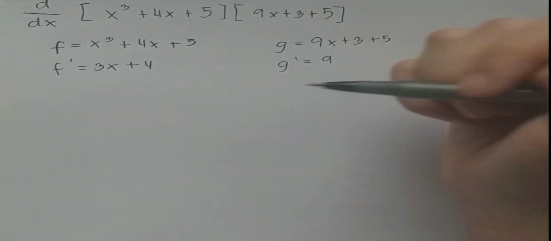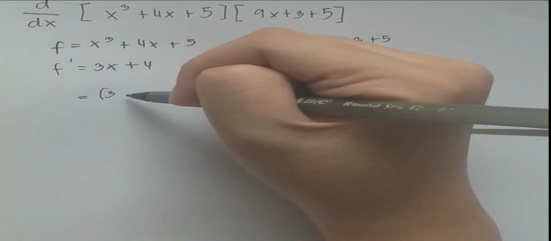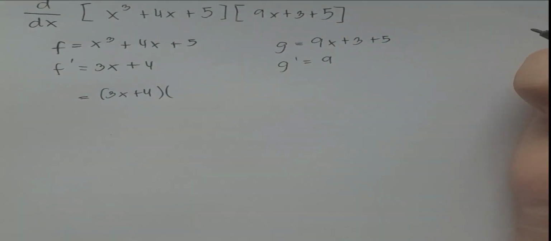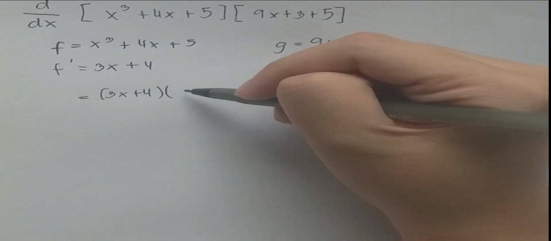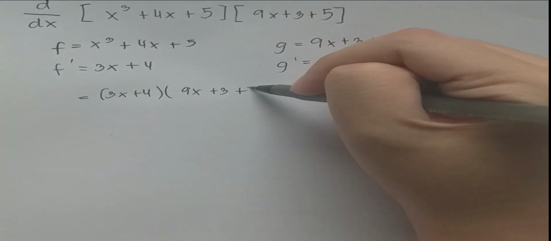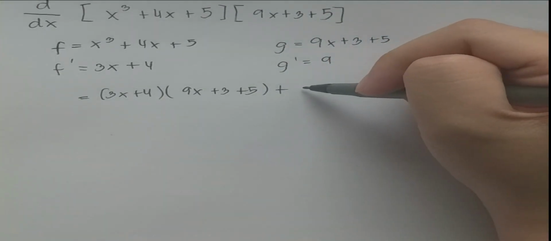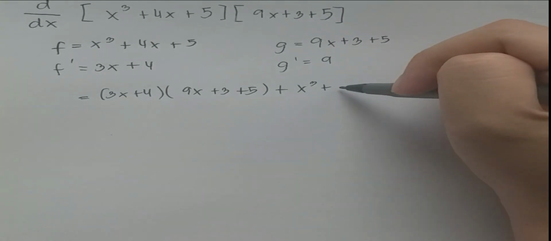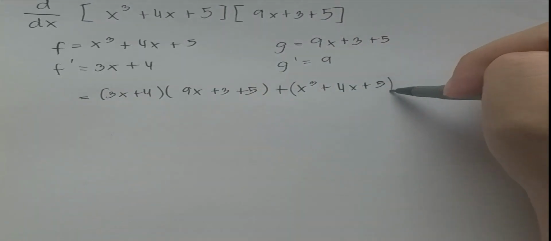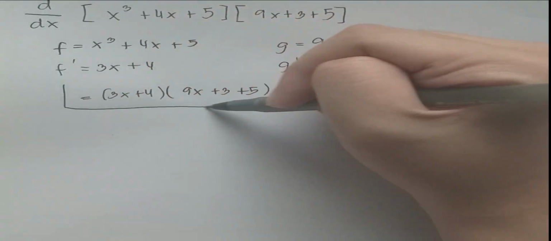And following the formula, our final answer is going to be 3x plus 4 and 9x plus 3 plus 5 plus x cubed plus 4x plus 5 and 9.